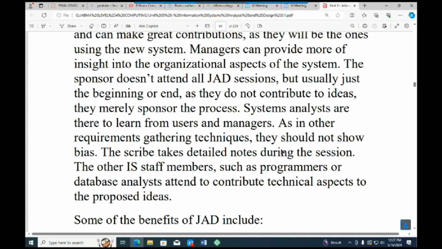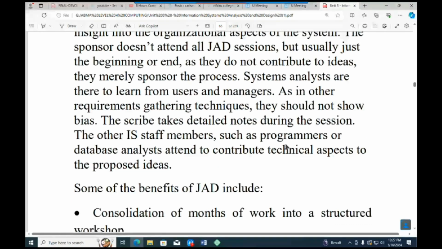Just like in other requirements gathering techniques, the JAD should not have bias. So we have the scribe, and the scribe is basically the person who documents or writes the proceedings of the sessions. They prepare the documents throughout the sessions. They also do not contribute anything into the discussion of the session.